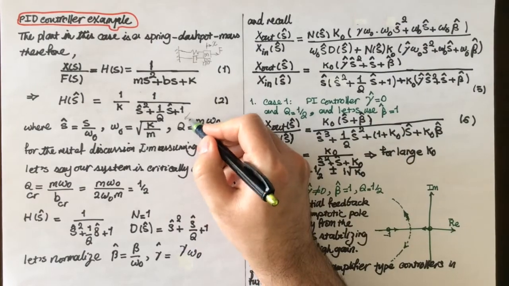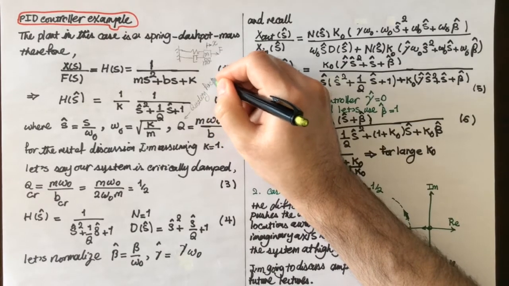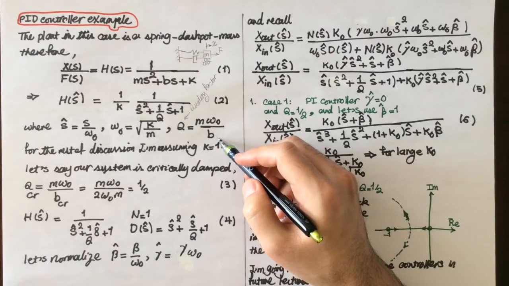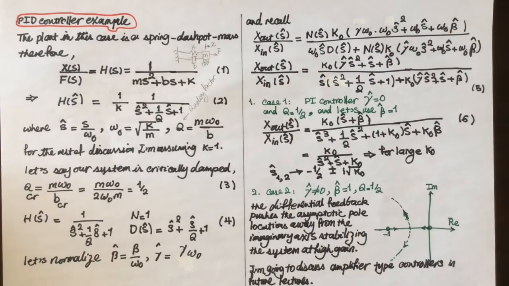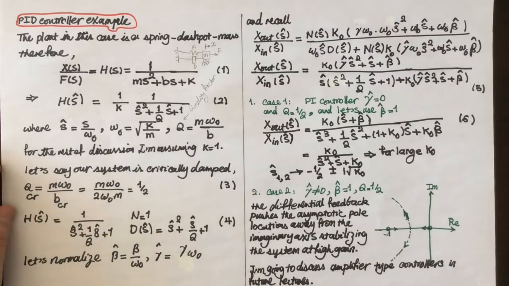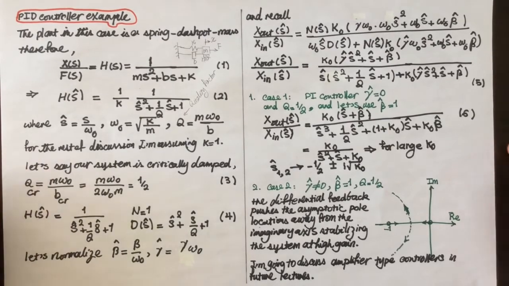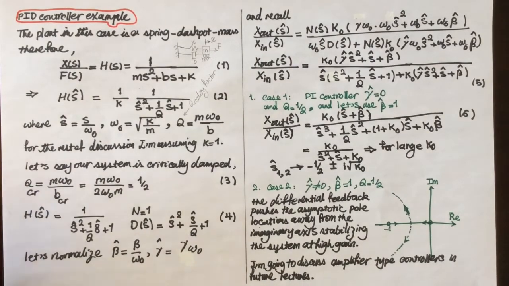So this is the quality factor, Q equals omega 0 over b, b being my damping. This is b and k. Once I do that, for the rest of the discussion, I'm going to assume that k is equal to 1. That doesn't change anything, and you can generalize it for k not equal to 1. Or you can think about it this way: I have already normalized my force with respect to my stiffness, so I can assume k is equal to 1.